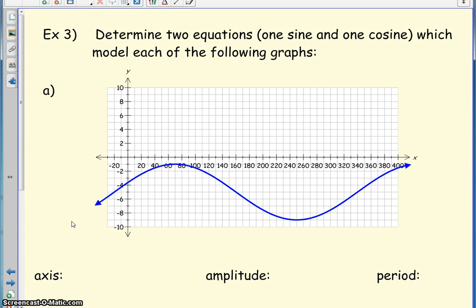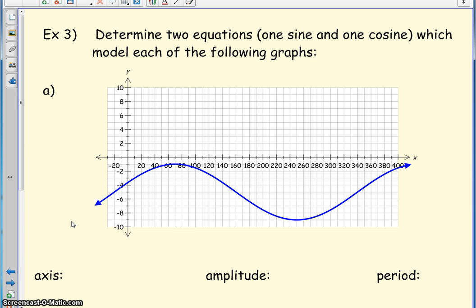Alright, so moving on, after having spent the last couple of examples making graphs given the equations, we're actually going to try going backwards now. Now that you're given a graph, try and go back and create what the original equation was. So it says here to determine two equations, one sine and one cosine, which model this graph.